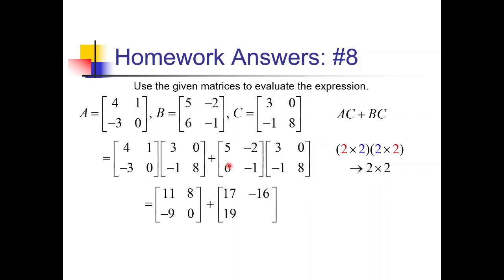And finally, 6 times 0 is 0, negative 1 times 8 is negative 8. So I have two matrices that I'm adding together, and they have the same exact dimensions, so I can actually do this. Let me just add things that are in the same positions now. So 11 and 17 gives us 28. 8 and negative 16 is negative 8. Negative 9 and 19 is 10, and then 0, negative 8 is negative 8.